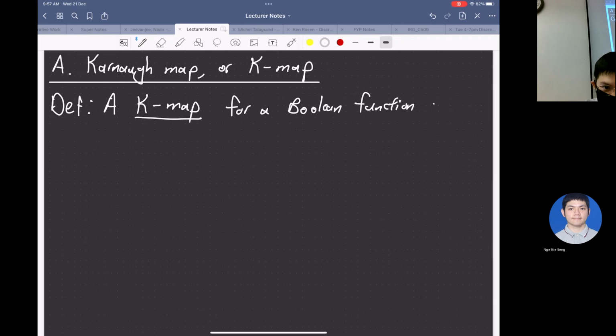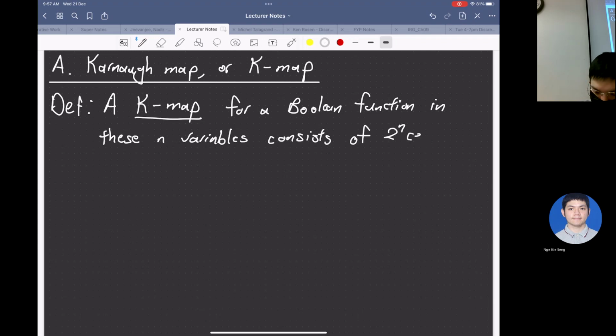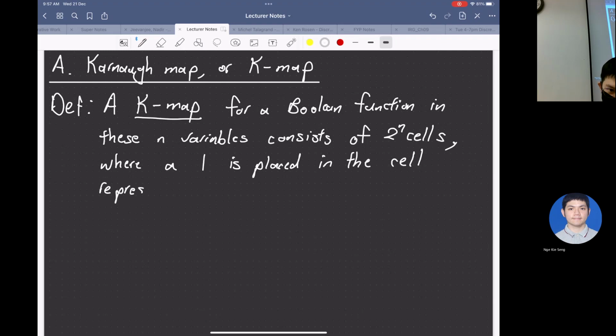So let's say your Boolean function has n variables. Then we will need to construct 2 to the power n cells. For example, if you have 2 variables, you have 4 cells. 3 variables, you have 8 cells. 4 variables, you have 16 cells, and so on. A 1 is placed in the cell representing a minterm if the minterm is present in the expansion of the Boolean function.